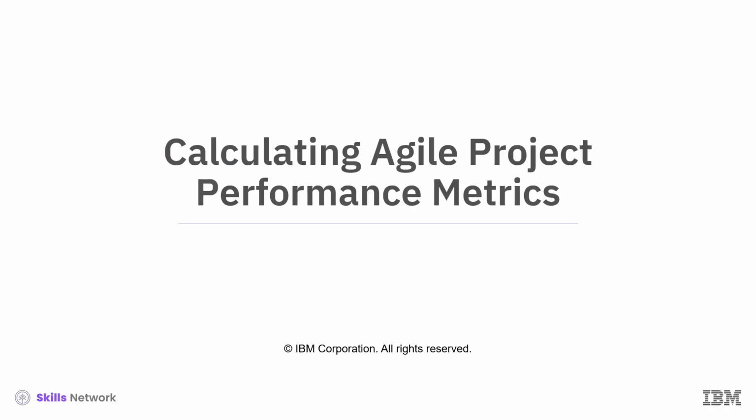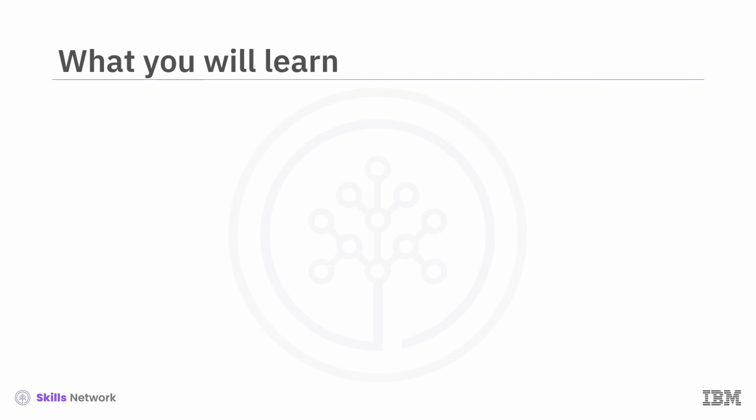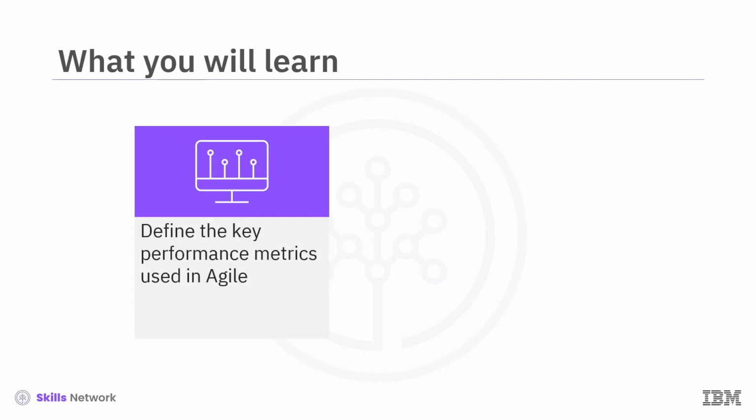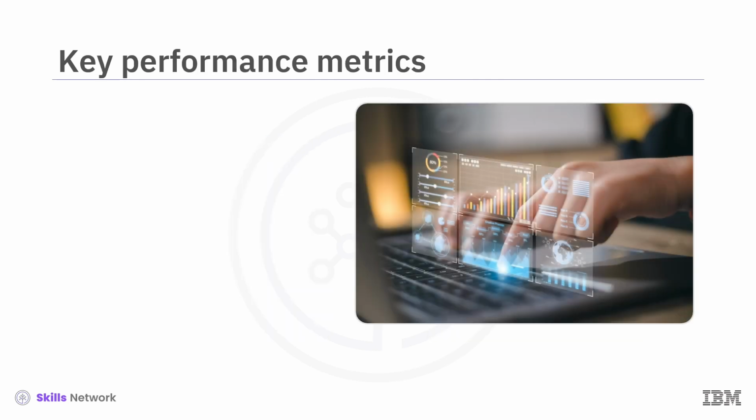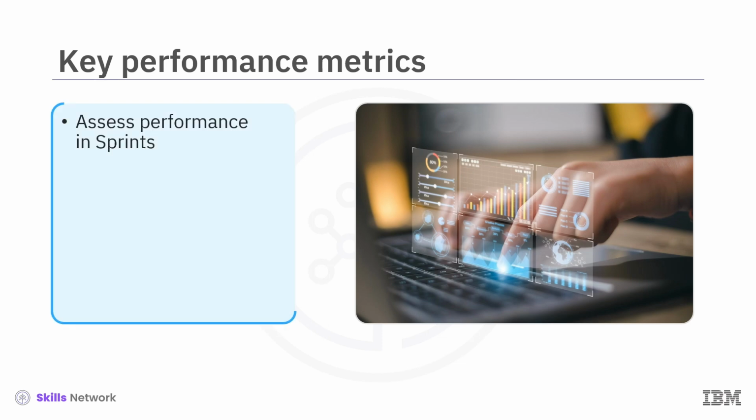Welcome to this video on calculating Agile project performance metrics. After watching this video, you will be able to define the key performance metrics used in Agile and explain how to calculate key performance metrics. The Scrum team uses project performance metrics to assess their performance in the current sprint and help them improve their estimates and planning for future projects.